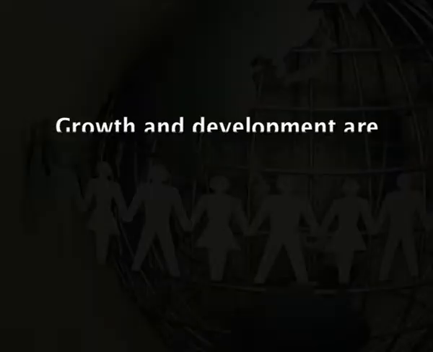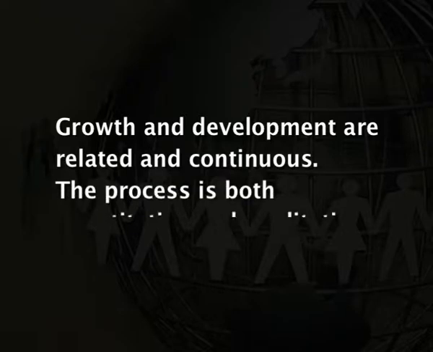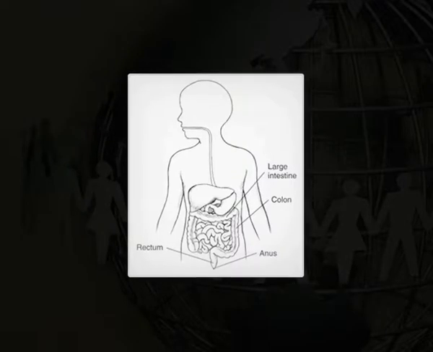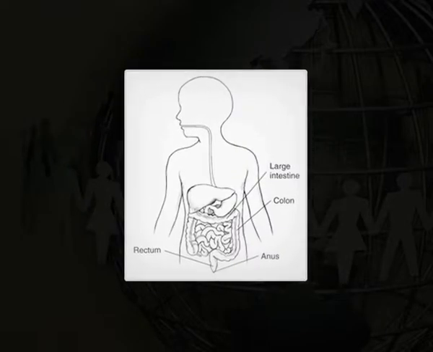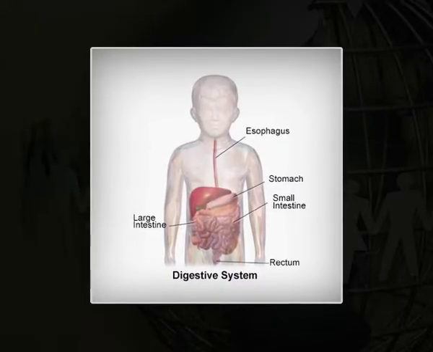Growth and development are related and continuous. The process is both quantitative and qualitative. For example, a child's digestive tract is an illustrative example of this principle. Growth in size permits the large intake of food in a single feeding. The change in structure permits the digestion of more complex foods and increases the efficiency of converting the more complex food into the simple forms which the body can use.